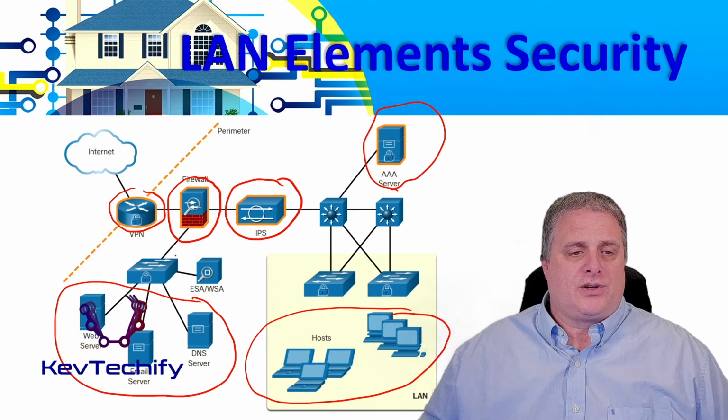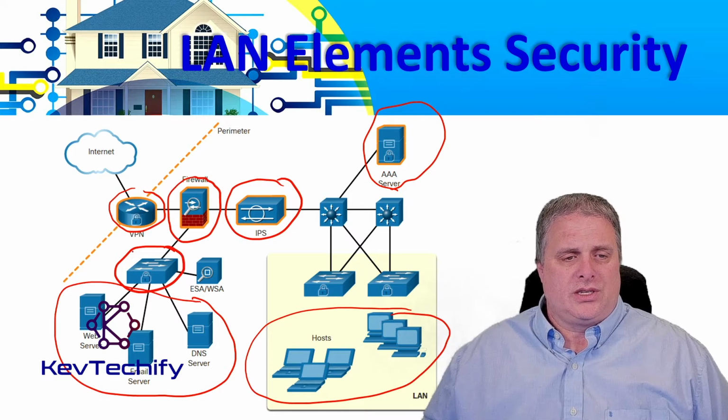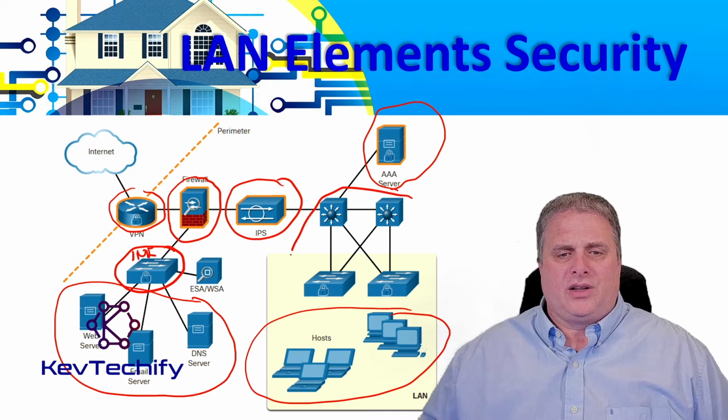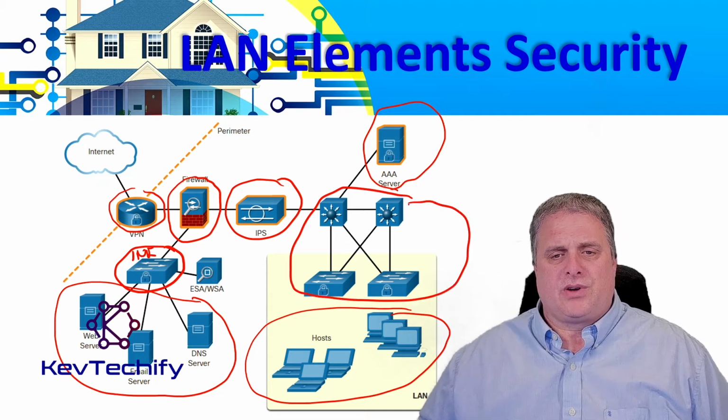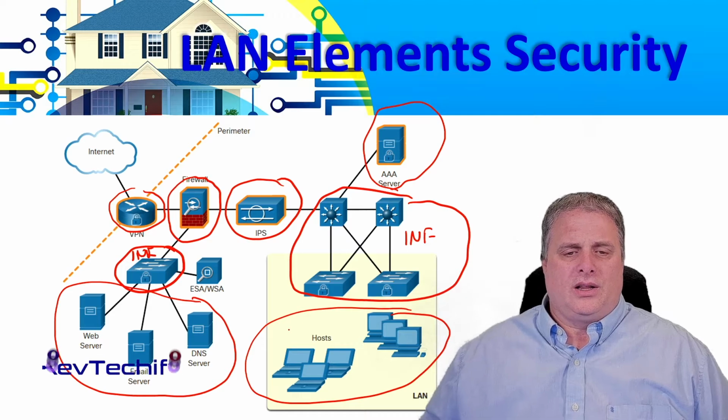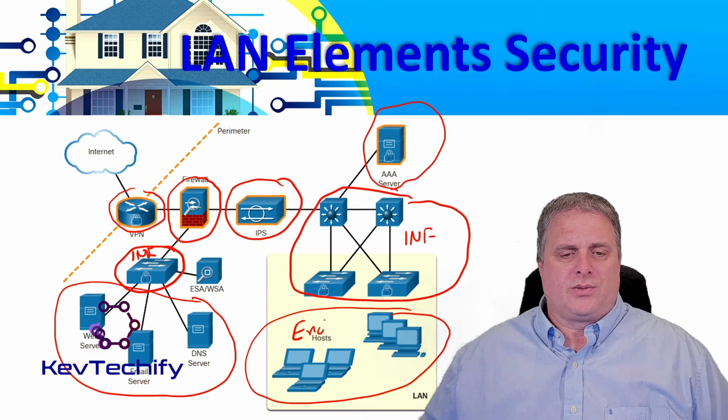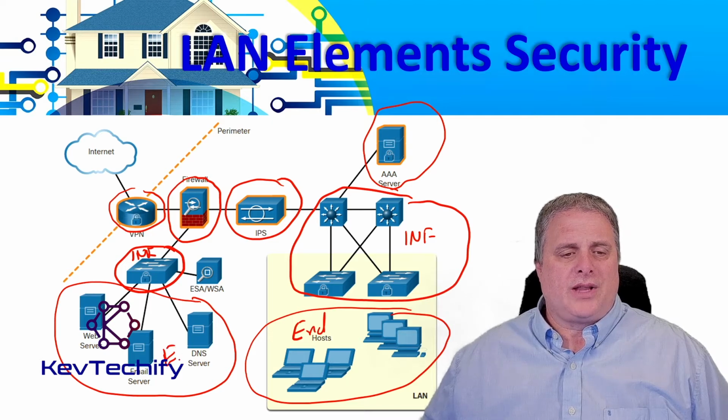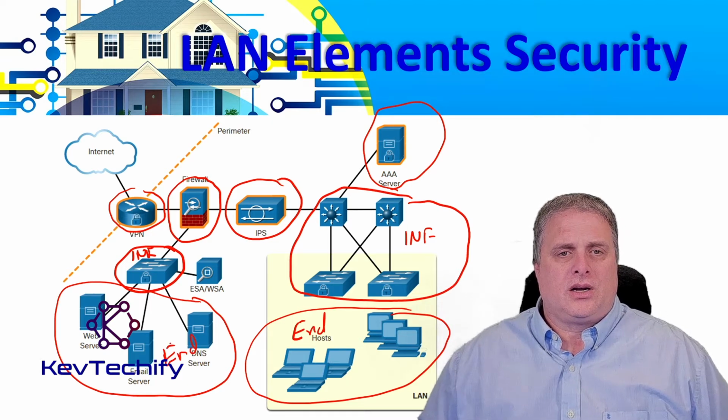Then we have to look at our network infrastructure. Our network infrastructure includes our switches. So this is infrastructure. We have our layer 3 switches, layer 2 switches right here. So this is also infrastructure. And these hosts down here, these were endpoints. So we need to make sure that these two internal LAN elements are secure.